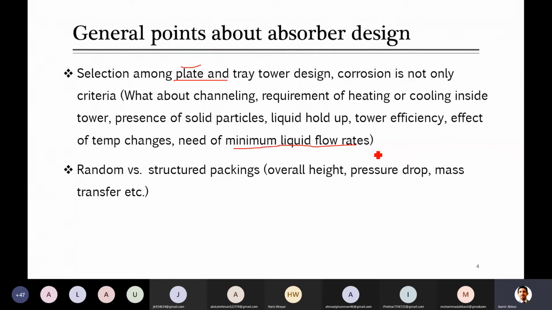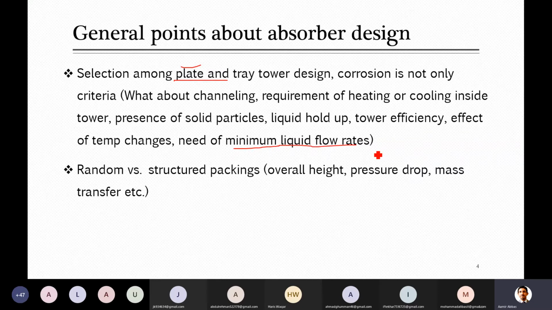I will quickly go through this: random packings are cheaper as compared to structured packing. But if you think about it, if you are using random packing, their efficiency is definitely low, and in that case you will need more height of random packing as compared to structured packing. When you are increasing the height, you have to put in more packing and their cost is increasing. At the same time, you have to build the equipment wall of the column, so that will also increase. With this you are increasing the amount of material used to build the equipment.